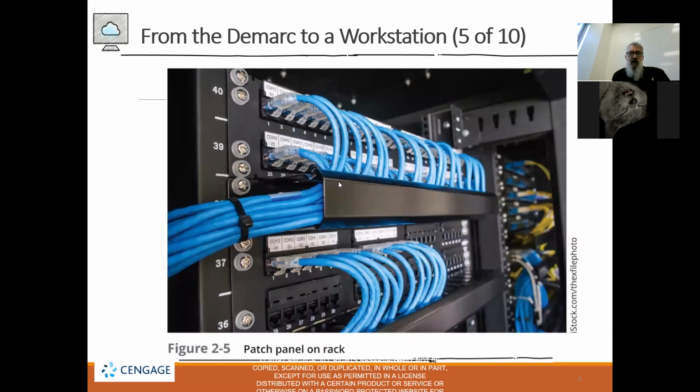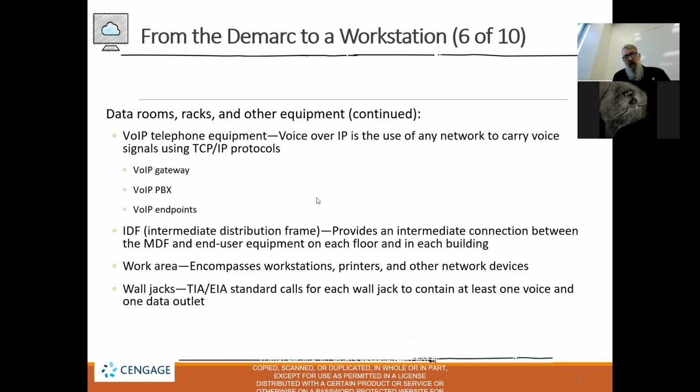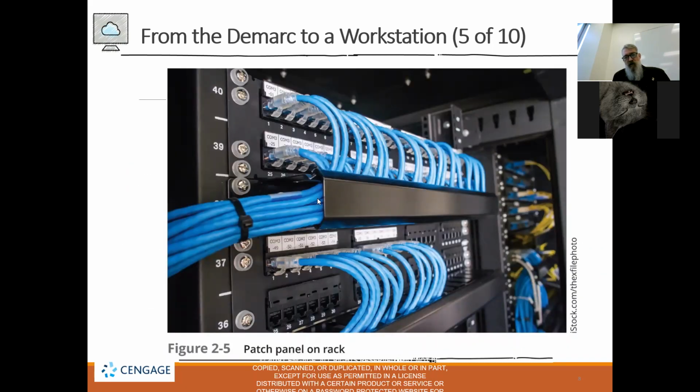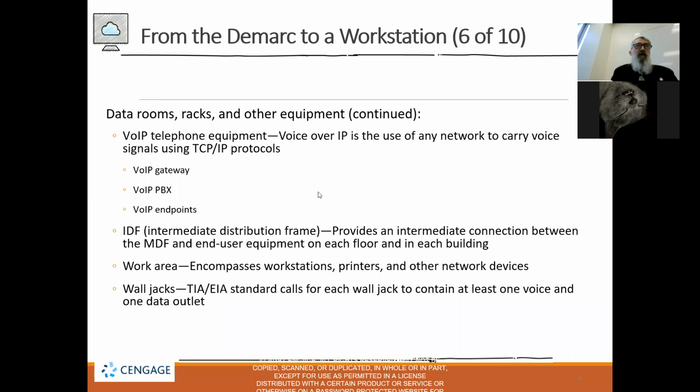Here we have a patch panel. There's two sides to a patch panel that you could consider. Here we have the front side of the patch panel, which is going to connect through to various devices in a computer room. I don't show the back side. The back side would have other cables connected to other devices like switches, etc.